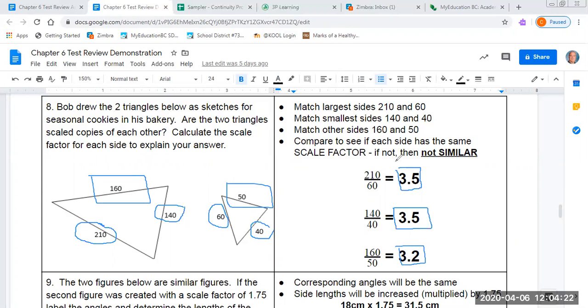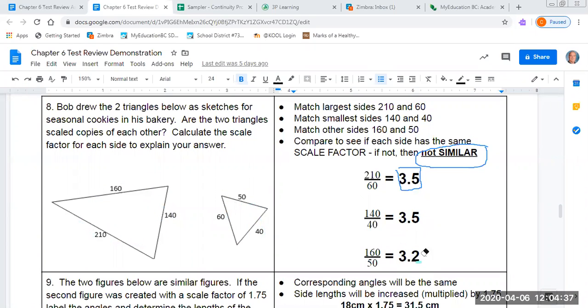So therefore this is not similar, because in order for it to be similar, all three side lengths have to have the same scale factor. So this is not a similar figure. I'm just going to erase these off here again and move down to the next question.